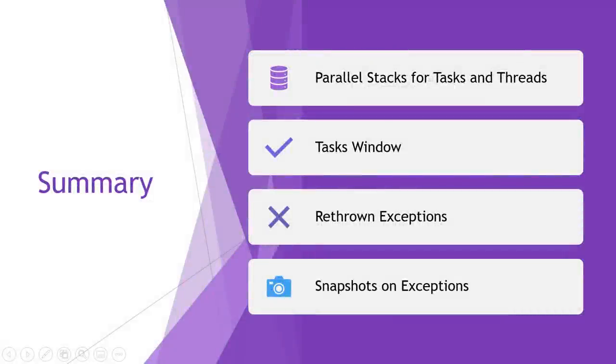So in summary, there's a lot of really nice debugging tools that can help you diagnose your asynchronous issues a lot smoother. We talked about the parallel stacks tool, which provides a visual representation of what all of your tasks are doing and what their current statuses are at a given point in time. We also talked about the task window, which provides a tabular representation of that same information. We discussed rethrown exceptions, which will allow you to see the original location of where an exception was thrown from. And we also discussed snapshots, which will allow you to diagnose your asynchronous exceptions at the exact point in time where it was originally thrown.